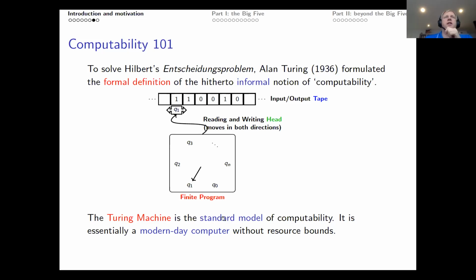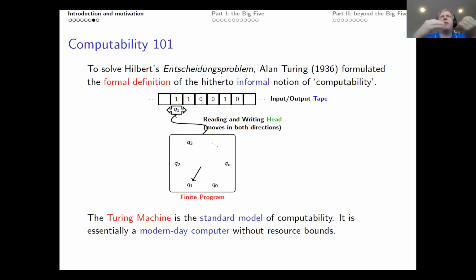So here we have an example. There's a finite program, Q0, Q1, up to Qn, finitely many instructions. There's an input and an output tape, and the reading and writing head. And the instruction could be, move the head 2 places, read this cell, and write it over there. So it's very basic operations on binary strings. And this is what Turing used to formalize computability. And people were convinced, this is the right notion.